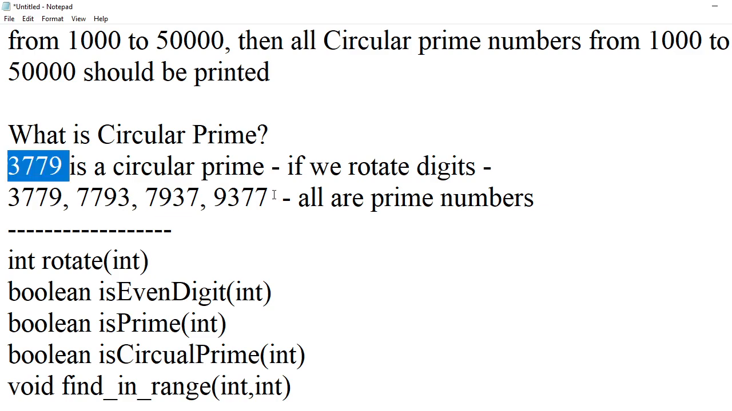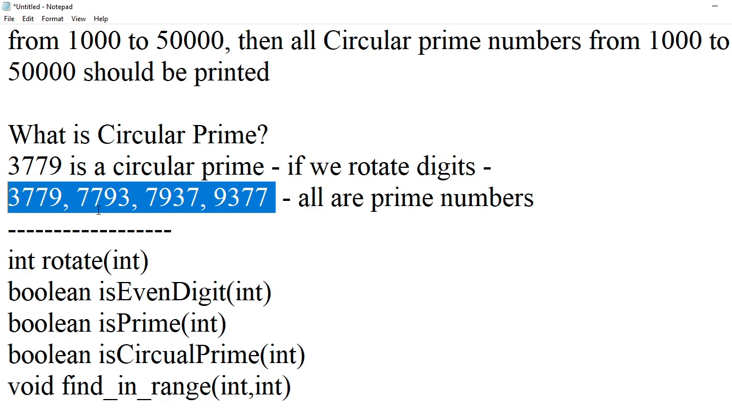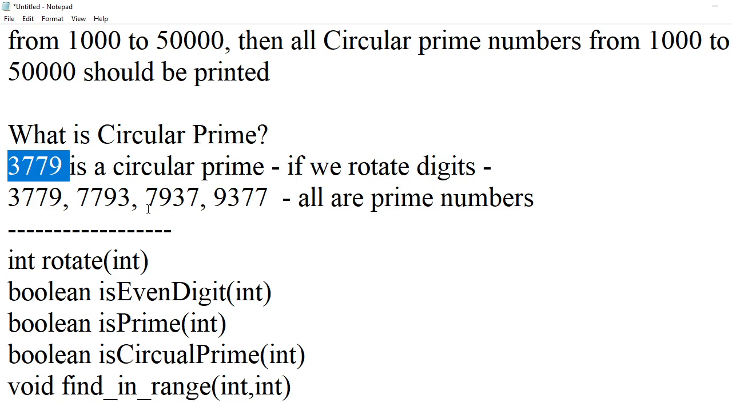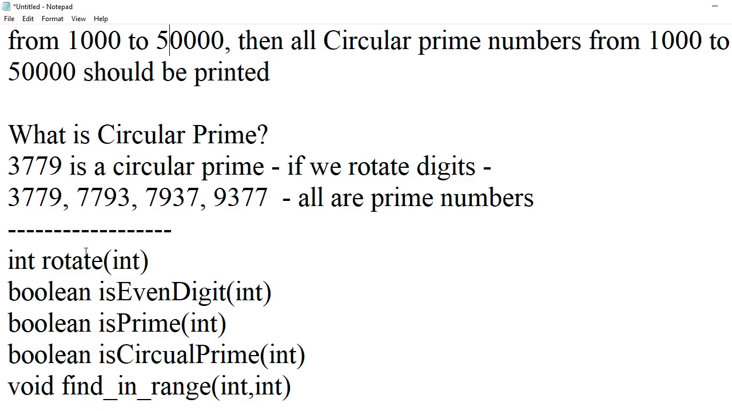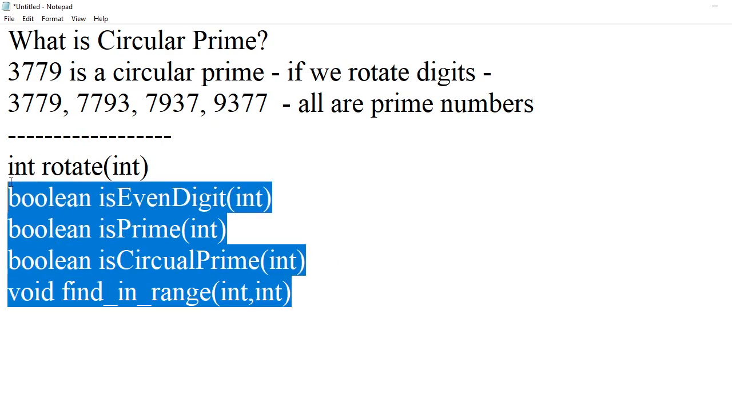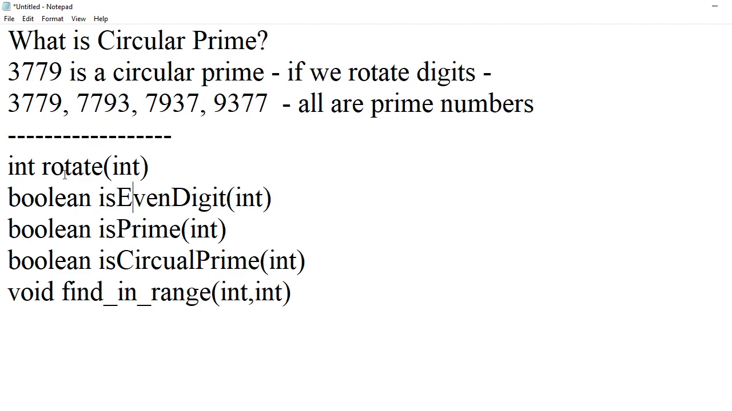So if all the rotated numbers are prime numbers, then that number is said to be a circular prime number. If any one of them is not a prime, then it is not a circular prime. So this is the definition of a circular prime number. We're going to pass a from and to range, and in that range it will give all the circular prime numbers. We are planning to have these functions implemented in the class. These are the methods that will be present in the class.